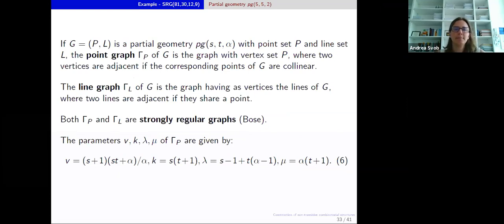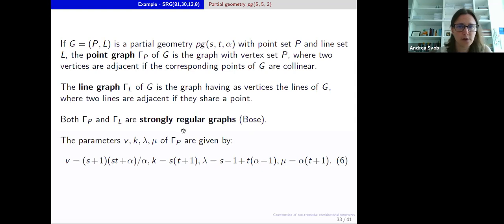Why am I now introducing this very nice geometrical structure? They have a nice property. If you have a partial geometry with point set P and line set L, and you build a point graph, which is the graph with vertex set P, where two vertices are adjacent if the corresponding points are collinear, you will have the result that the point graph of a partial geometry is a strongly regular graph.